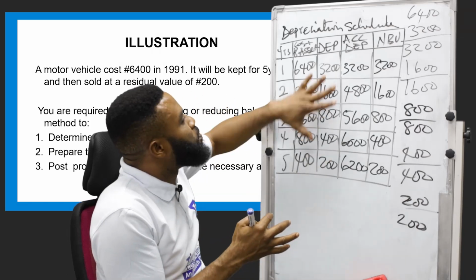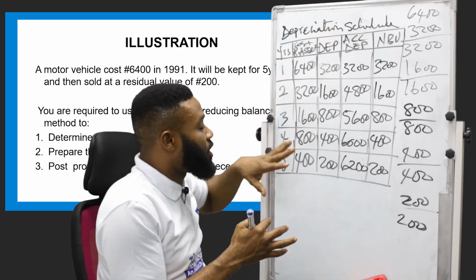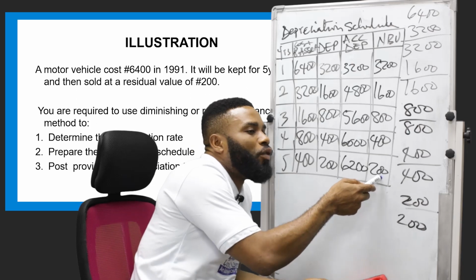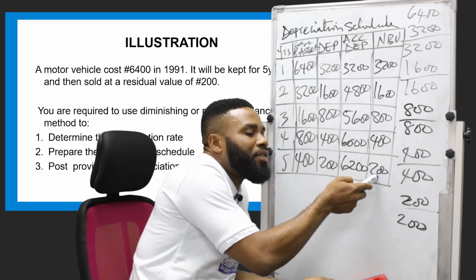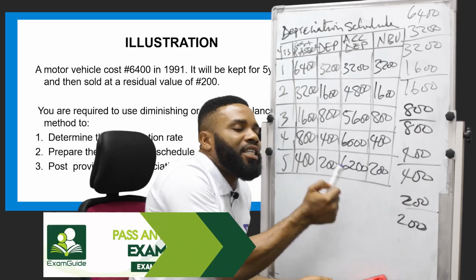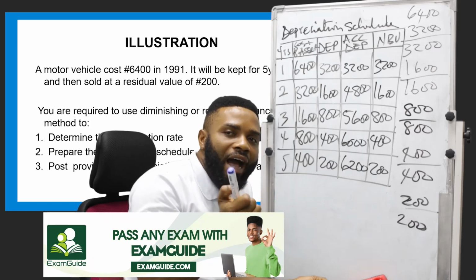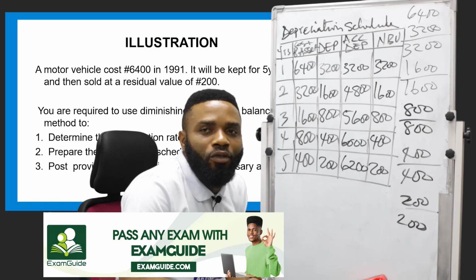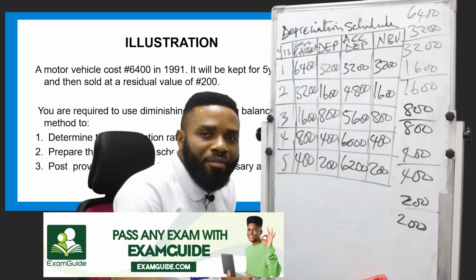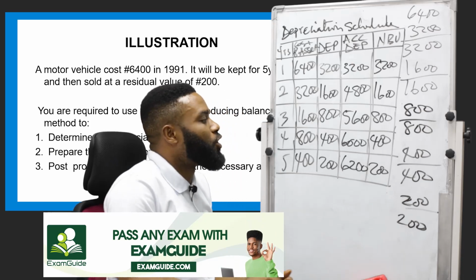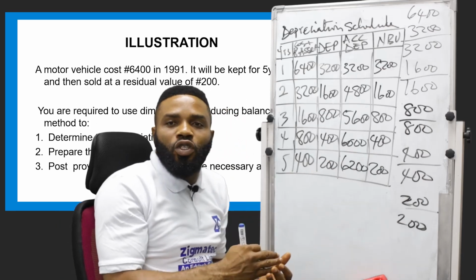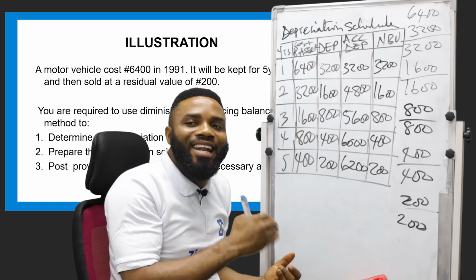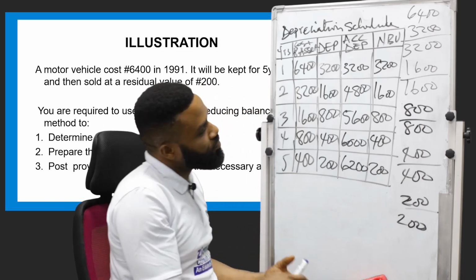200. So once you prepare your depreciation schedule and the net book value you have at the end of the lifespan of the asset is the same thing with the value you have in the question, you don't need anybody to tell you that you have gotten your full mark. No examiner will remove anything from your mark. So that's that. Now the next question is they say you should post provision for depreciation to the necessary account.